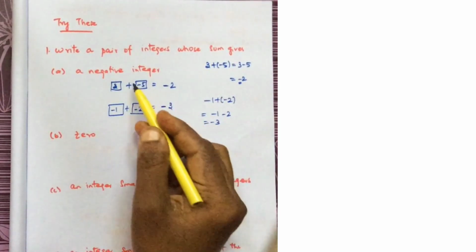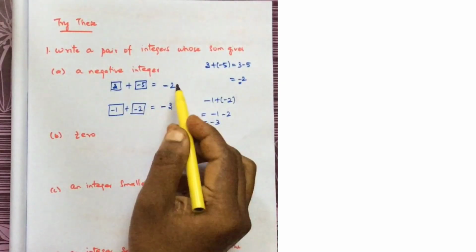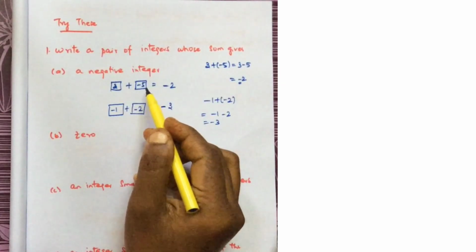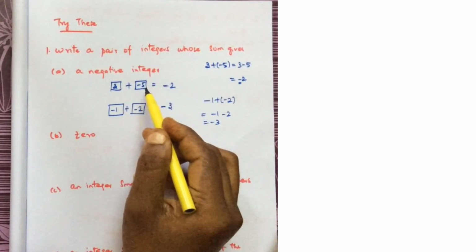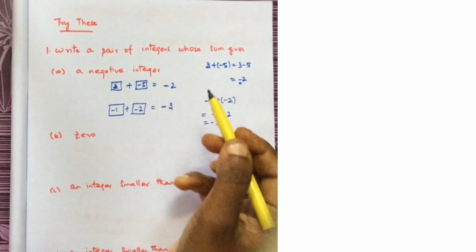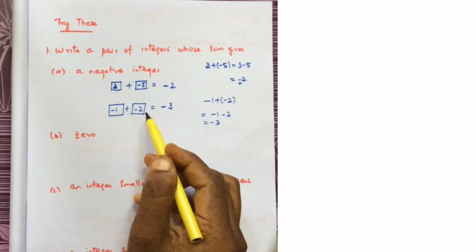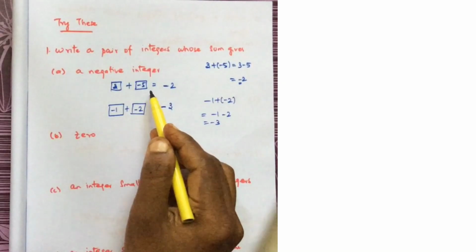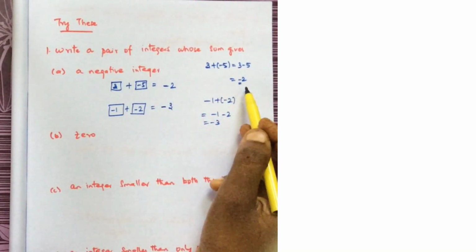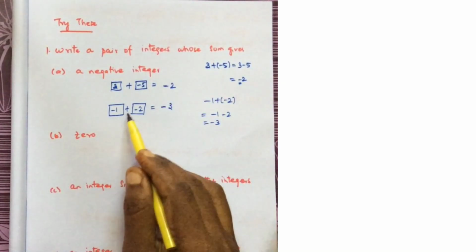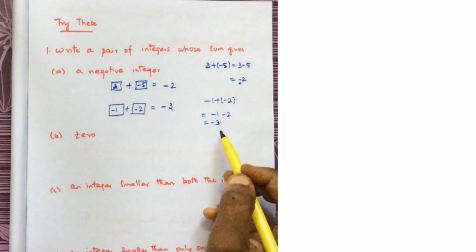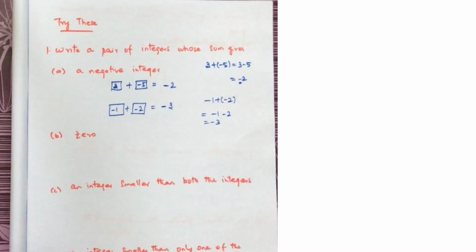Okay, these are the two different cases where you can get the result negative. One thing is, the bigger number should be negative. So in this case you will get a negative integer. Another thing, if both the integers are negative, the two cases you should add. So 3 plus of minus 5, 3 minus 5 is minus 2. The next is minus 1 plus of minus 2. Minus 1 minus 2 is also minus 3. You can try your own examples.